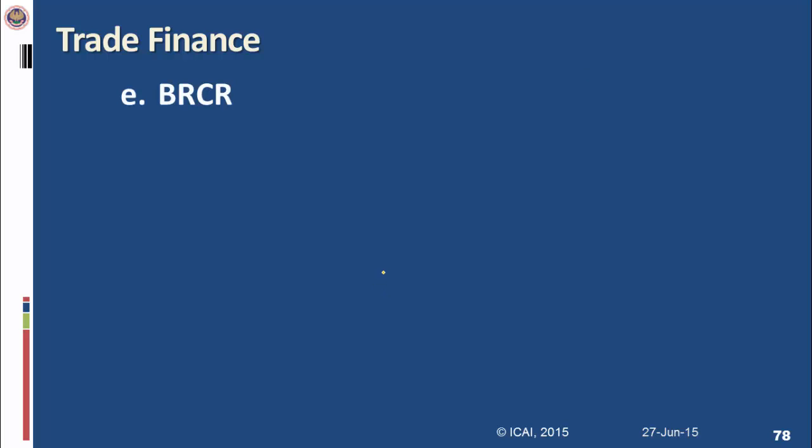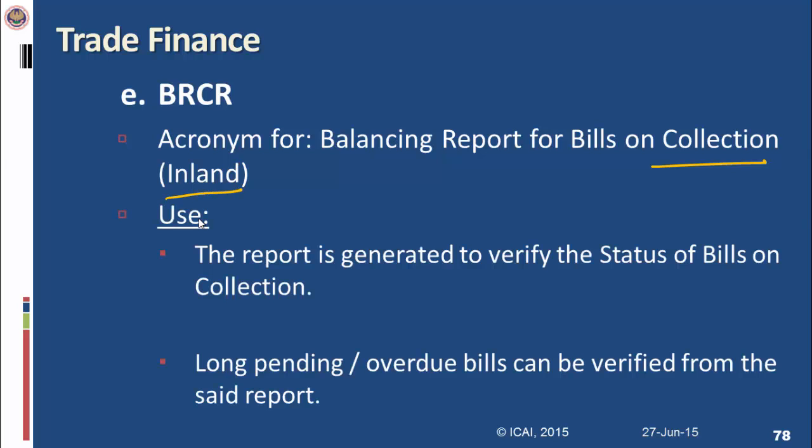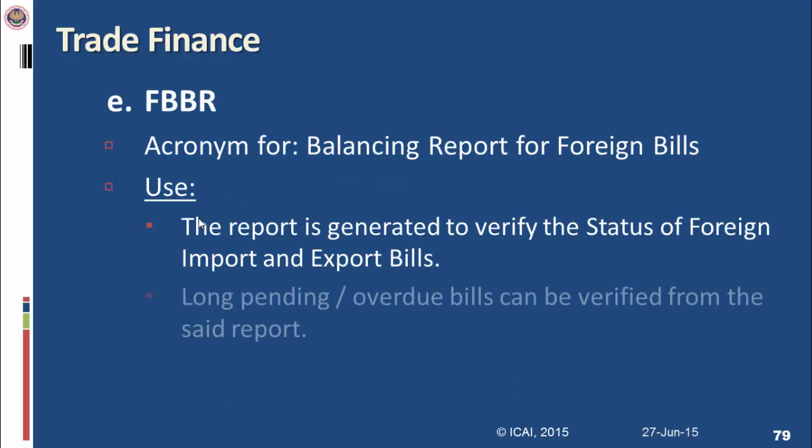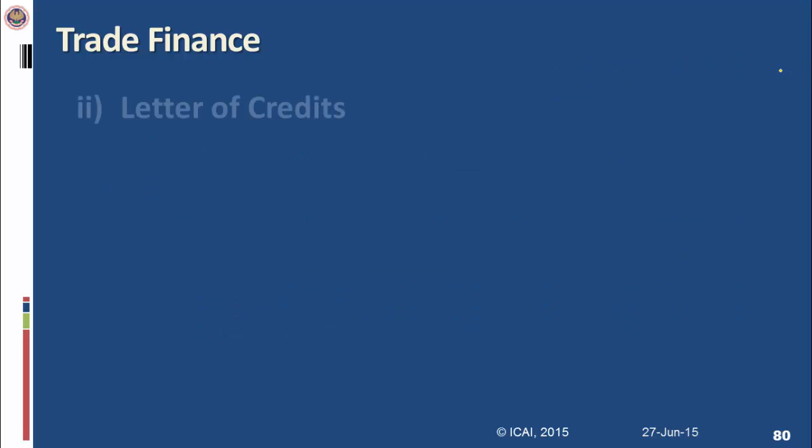In the same way we have BRCR, that is balancing of bills on collection, again on the inland side. In the same way we have a command called FBBR, that is balancing of reports for foreign bills. In that scenario, all the foreign bills outstanding, again it goes with the register type and subtype we have discussed earlier, right? And we can generate the report for the same.